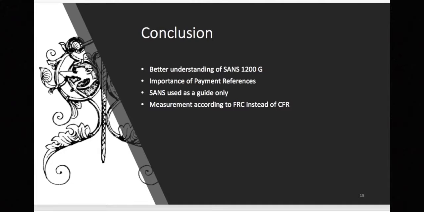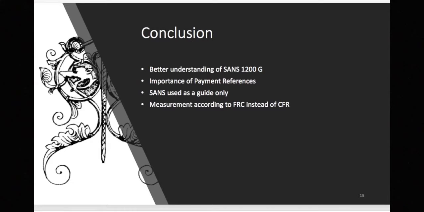In conclusion, after the completion of this assignment, Ethicalcus Consultants had a better understanding of the SANS 1200G document, and it helped us understand what we need to do for the civil engineering simulated office project. We noticed the importance of payment reference and how essential it is in a BOQ, because even if the items are not measured in order, it is important that they are properly referenced. It was also noted that the SANS documents are only a guide to civil engineers, and they don't really have to abide by what's written there, as long as the correct references are used.